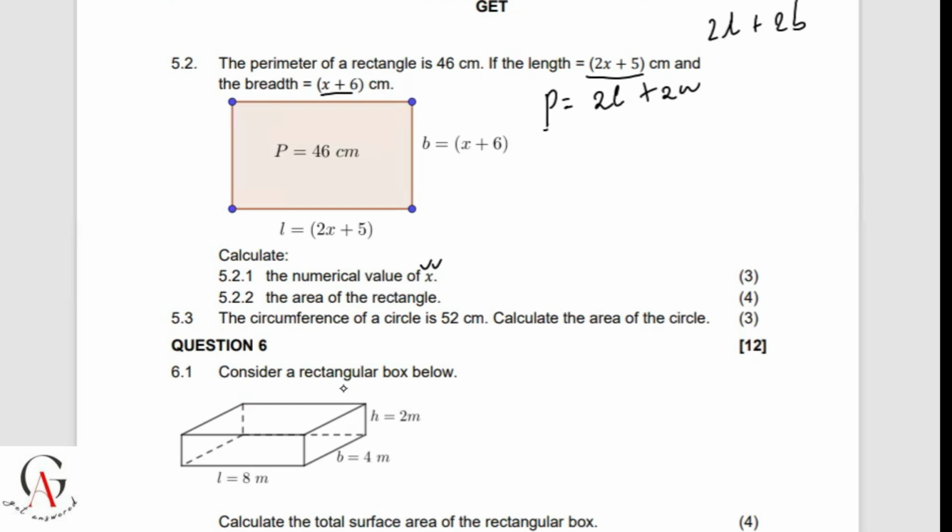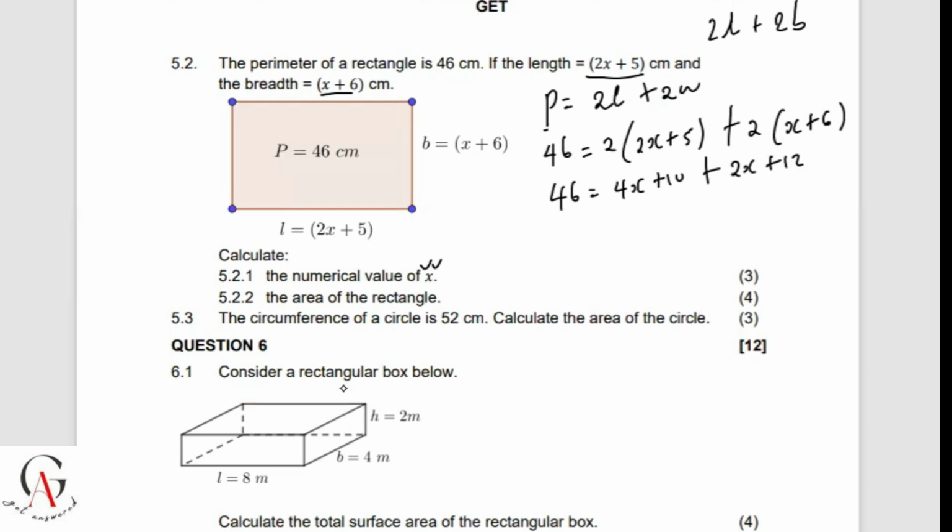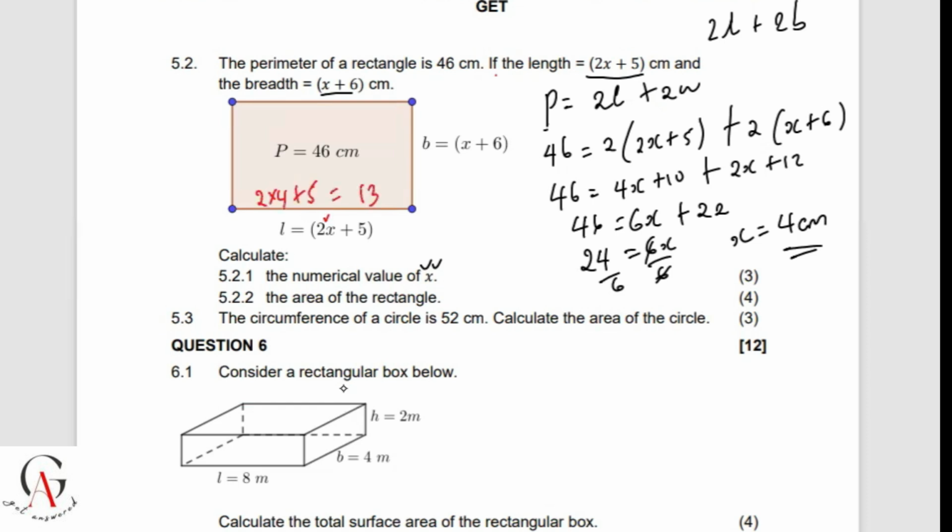Then do the substitution: the perimeter is 46. This is twice the length, which is 2x plus 5, plus twice the width, which is x plus 6. So what we need to do is open up the brackets and collect like terms. So 46 is going to be 4x plus 10 plus 2x plus 12. Which means I'll have 6x plus 22 is equal to 46. I need to move the 22 to that side, which will give me 24 is equal to 6x. Divide by 6, divide by 6, which means x is going to be 4 centimeters. Now, if x is 4 centimeters, I need to find out my length. My length is going to be 2 times 4, and then plus 5, which gives me 13. Then here I'll have 4 plus 6, which gives me 10.